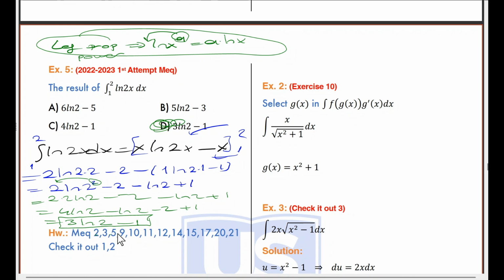As you can see, there are many ministry exam questions with the same idea. So that's it for the first technique, integration by table or integration by parts. Next lesson will be about the second technique, integration by substitution.